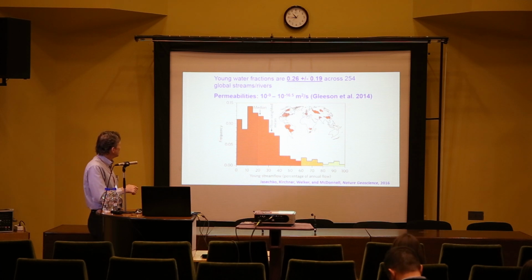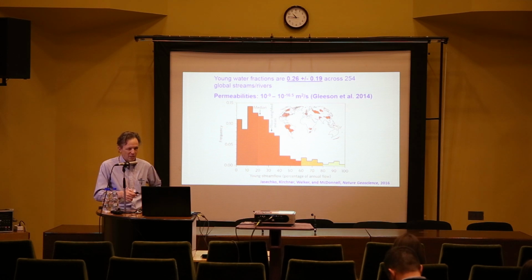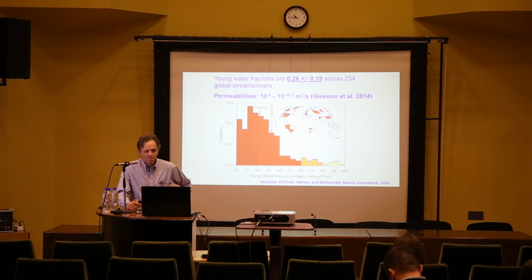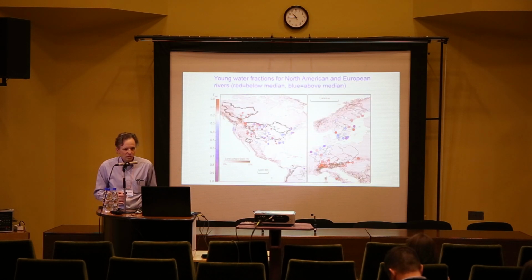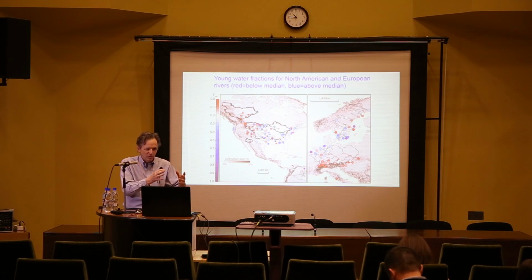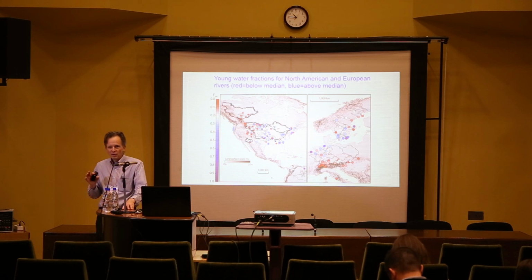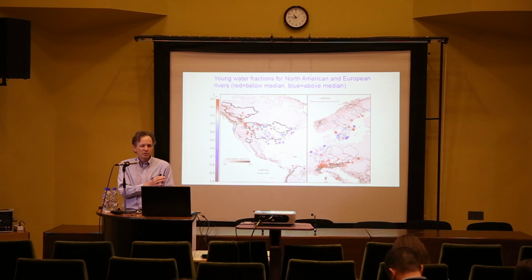It's consistent in places where permeabilities are very low and very high, across a total range of something like 7 orders of magnitude. So it seems to be a thing you can say is generally true of a large number of catchments. And this behavior of the fraction of young water doesn't correlate with any of those variables.